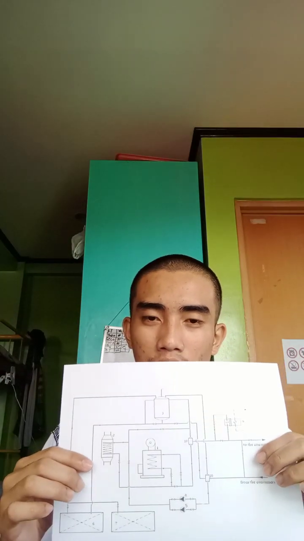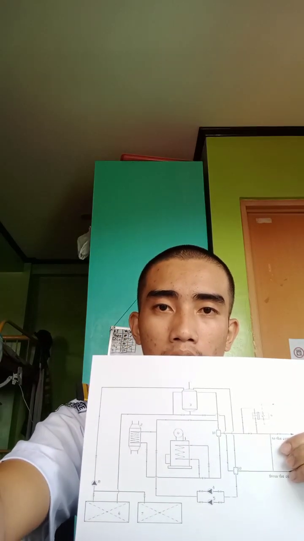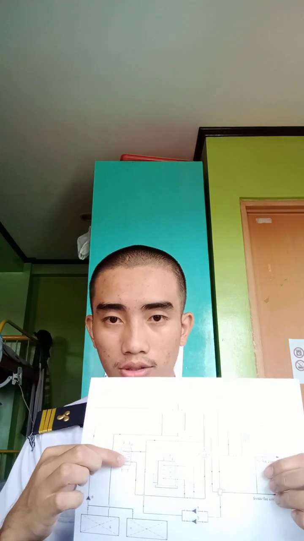So the last part is the thermal oil system. I use this diagram. The question is to name all the components, then their function. So the economizer. This is an economizer.